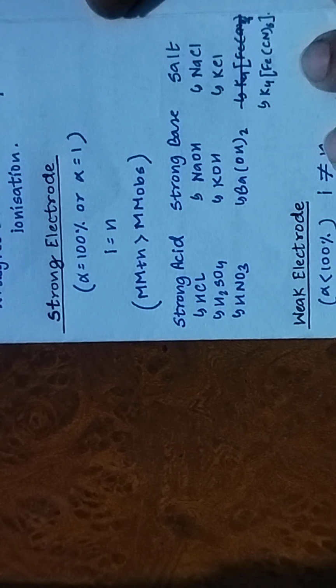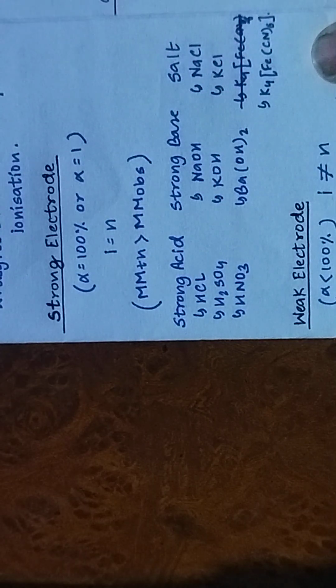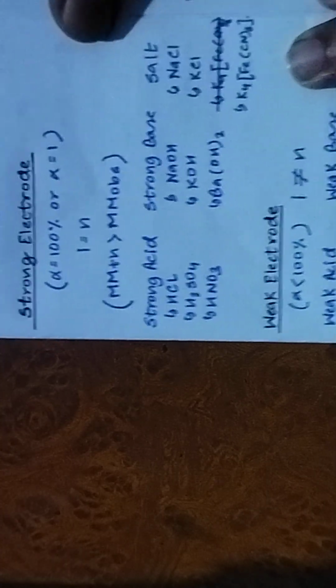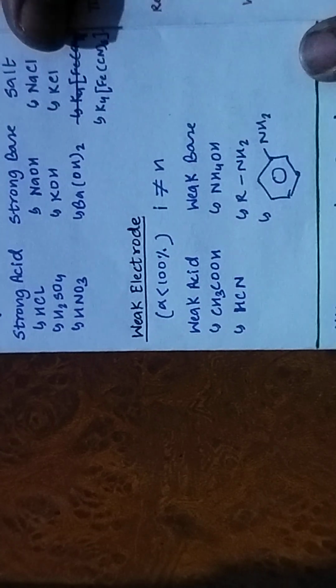Now we have some examples. Strong acids: HCl, H2SO4, HNO3. They are strong electrolytes, so their alpha is 1. The strong bases: NaOH, KOH, Ba(OH)2, which is a strong base because the alpha is 1. When you talk about the salts, you have NaCl, KCl, K4[Fe(CN)6], which is also a salt and therefore a strong electrolyte. Talk about weak electrolytes, they are less than 100%.